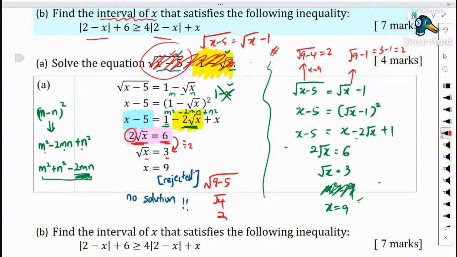The only solution you calculate out is the one that gets rejected. But anyway, who knows, the exam may happen to have a situation like this, where you solve it, but actually it gets rejected, no solution.